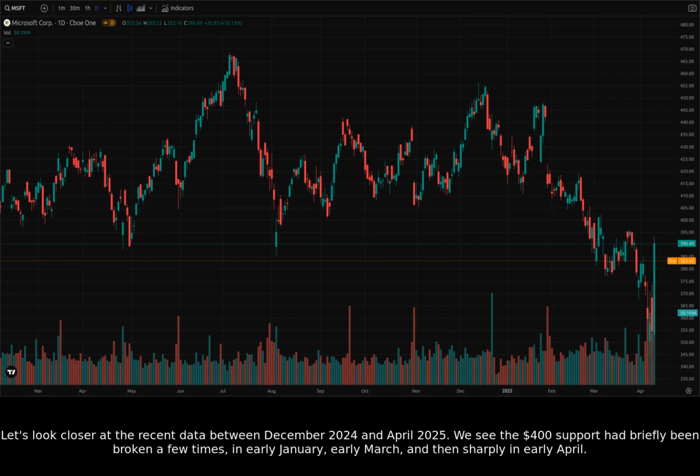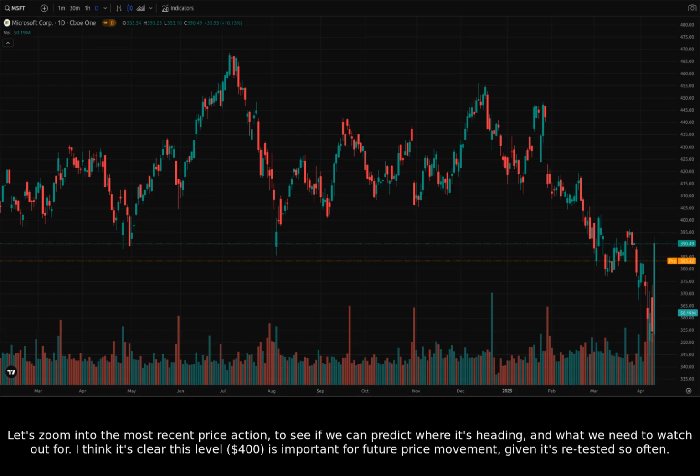Let's look closer at the recent data between December 2024 and April 2025. We see the $400 support had briefly been broken a few times, in early January, early March, and then sharply in early April. Let's zoom into the most recent price action to see if we can predict where it's heading and what we need to watch out for. I think it's clear this level, $400, is important for future price movement, given it's retested so often.